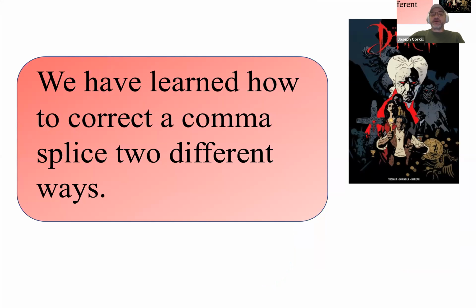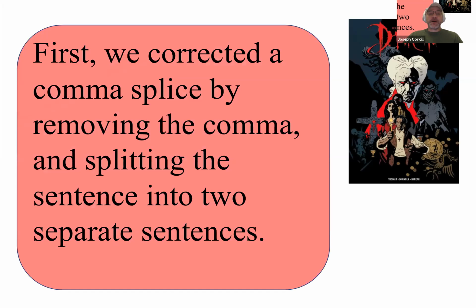But we just have to review them for our sentences, because it's very important in our writing to have different types of sentence structures, from simple, short sentences, to compound sentences, to complex sentences, to compound-complex sentences, and back and forth. It's a sophisticated form of writing. And as juniors, you're expected to know the difference between formal and informal writing, and to be able to switch back and forth when needed. The first thing we did a couple of weeks ago was correct a comma splice by removing the comma and splitting the sentence into two separate sentences.